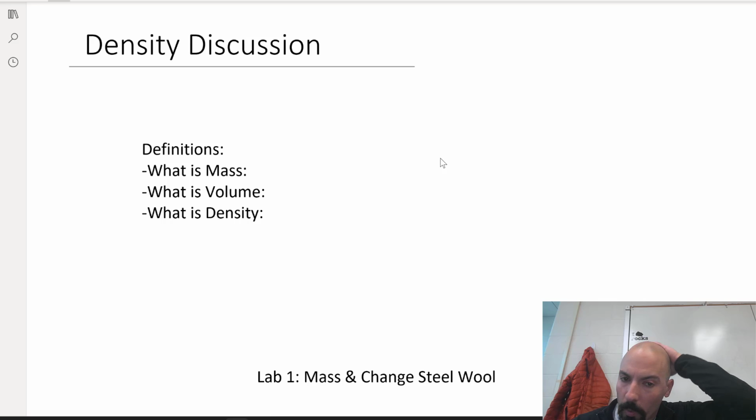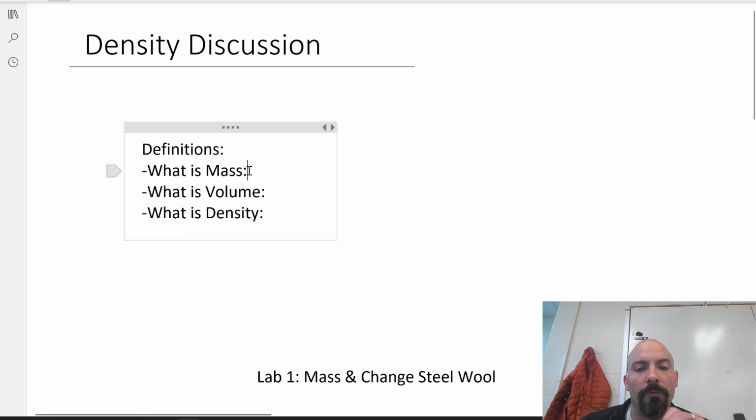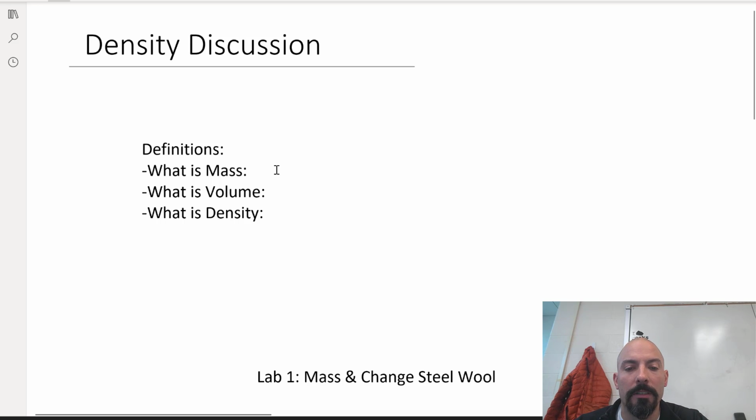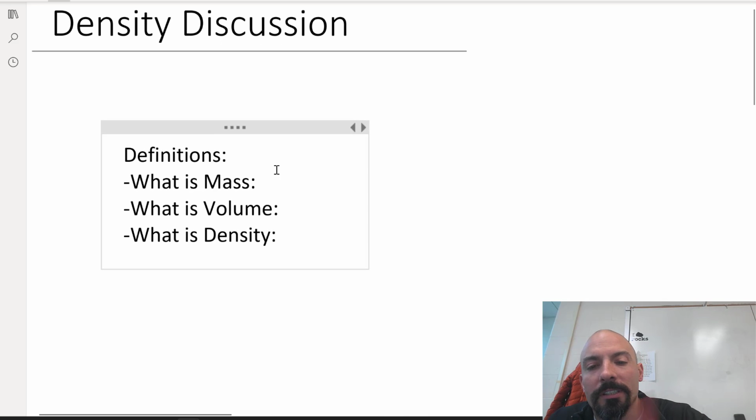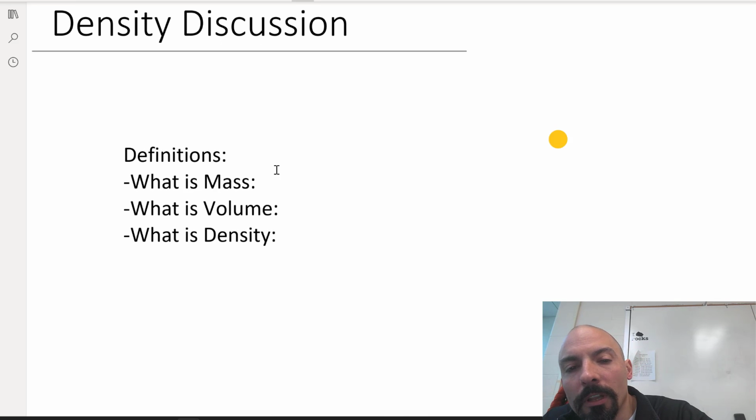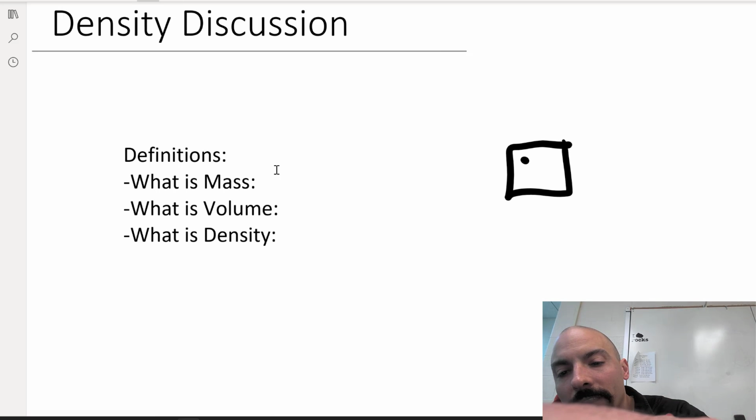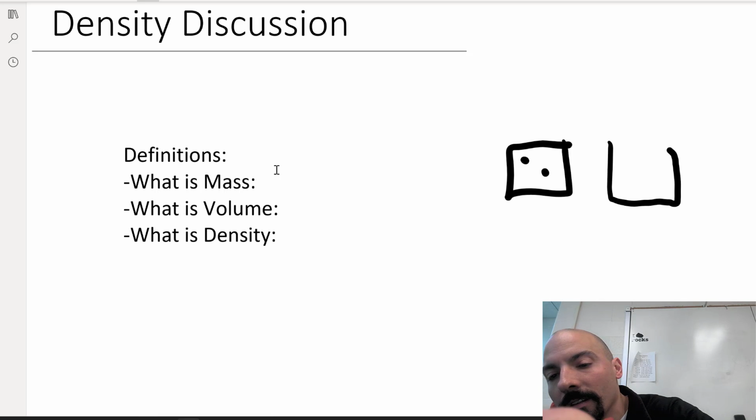Okay, so we're going to look at a quick discussion here about density. Up to this point, we have built a particle model of mass and volume. For example, we know that mass is just the amount of stuff, matter, particles inside of a substance. So we've represented something with a low bit of mass would be a substance kind of like this, and something with more mass is something with more particles in it.